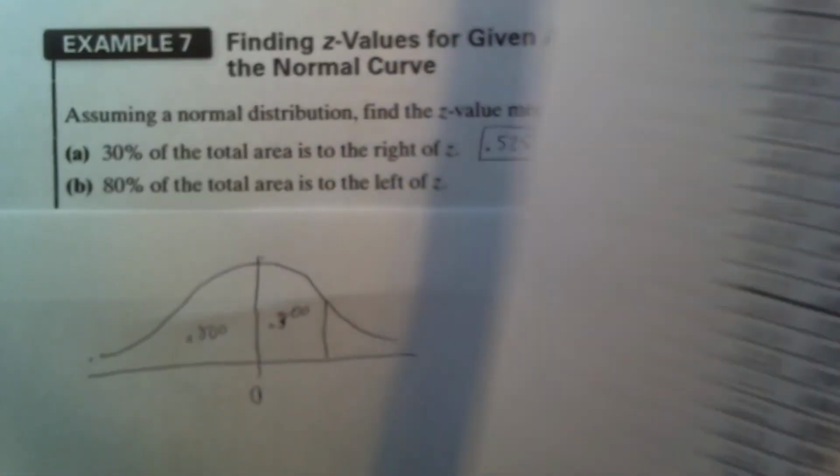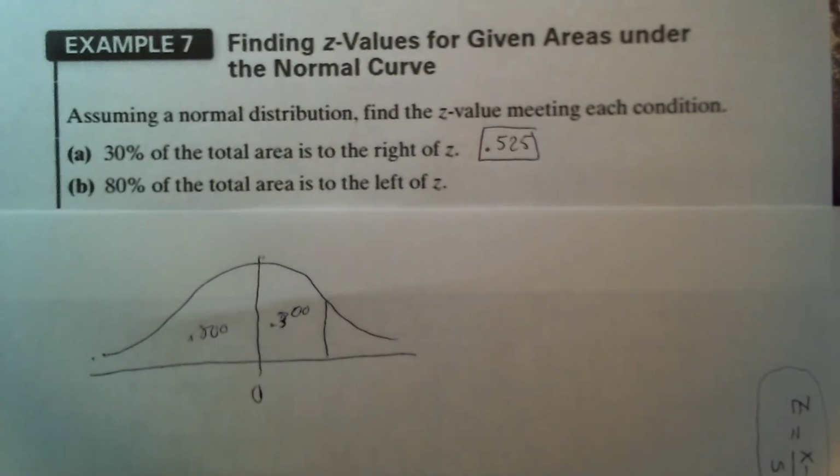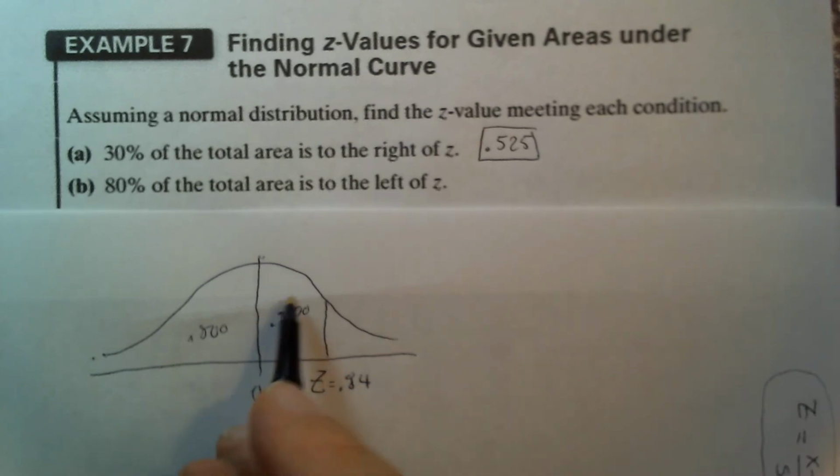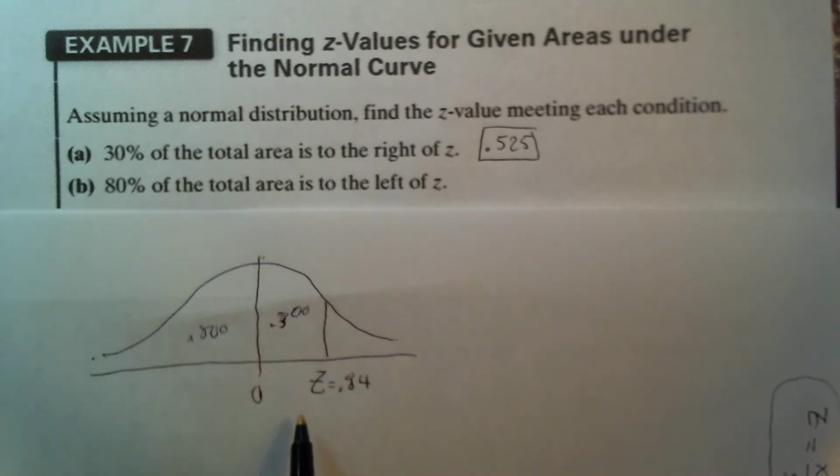When we look at the area of 0.3, 30%, we find that it corresponds to a z-score of 0.84. So the corresponding z-score would be 0.84. So z equals 0.84. And that means everything to the left is equal to 80%.